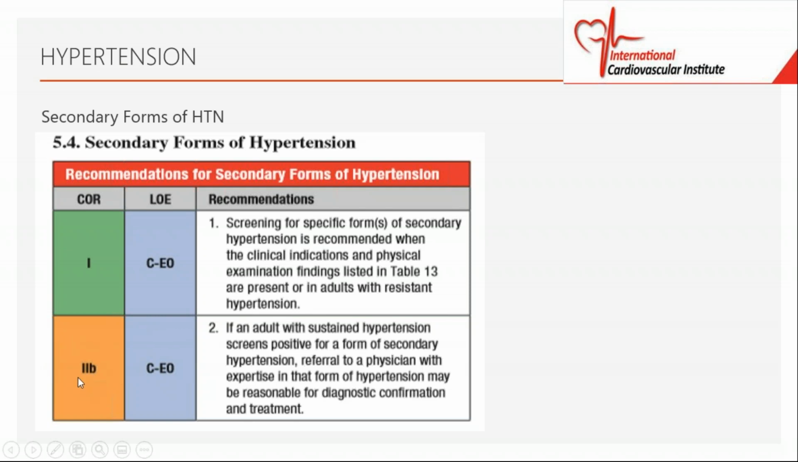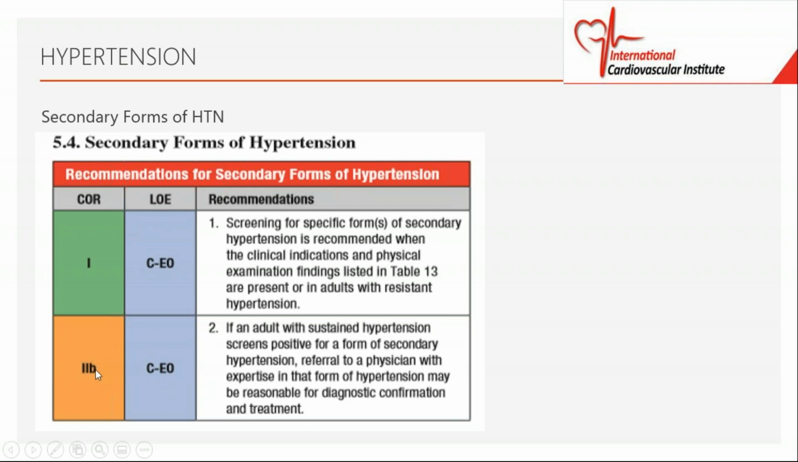And a class 2B. So we also have a level of evidence. The level of evidence goes from A to C, where level A would be well recommended. There's a lot of scientific literature and studies supporting that you do whatever you need to do.